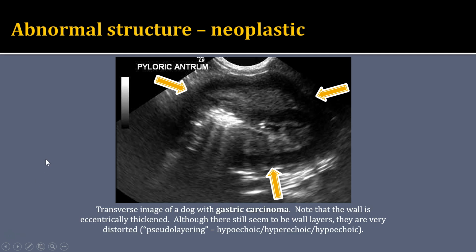Here's a patient that has a gastric carcinoma. Carcinomas can sometimes cause what's called pseudolayering. So here's the lumen with some gas and the lumen with some fluid. And then here is this thickened abnormal wall. And it does look like there might be some layers still present because we have hypoechoic, hyperechoic, hypoechoic. But this is not what the normal layering should look like. So this is pseudolayering, and again, this is a carcinoma.